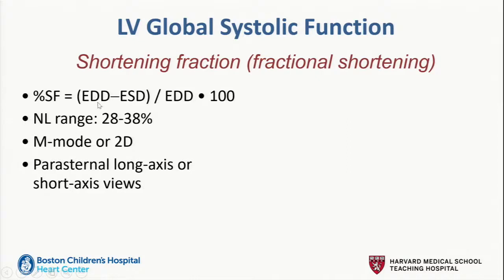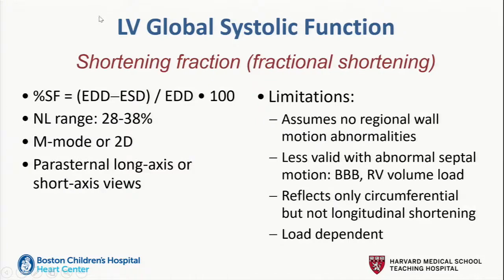Now, when you measure these dimensions, you can do them using different echo types of imaging. You can do it using M mode or with 2D imaging. And sometimes people will use parasternal long axis views or various short axis views as well. It does, however, have some limitations that are important to mention. So first, it assumes that there are no regional wall motion abnormalities. So you're looking at a distance just at 2 locations, and you're not taking into account anything along the rest of the circumference of the ventricle. So if you have regional wall motion abnormalities, it won't be reflected necessarily in the shortening fraction.